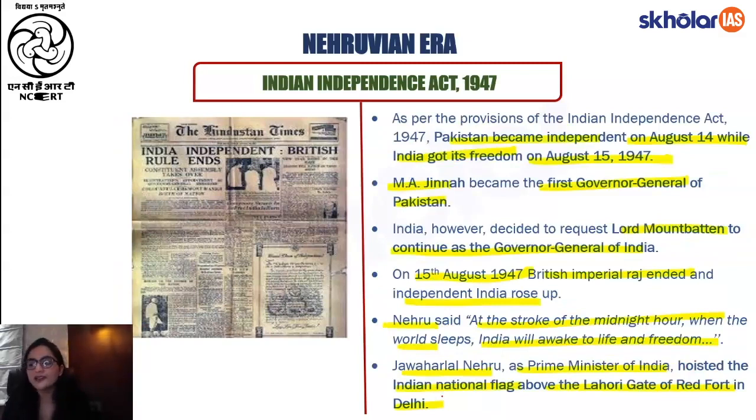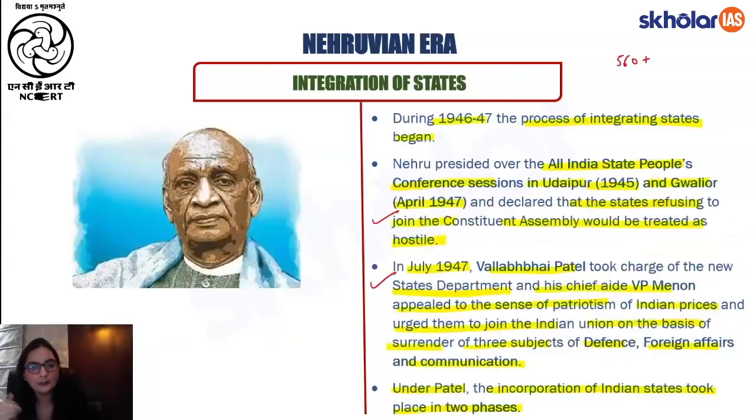Apart from this, students, as a part of the provision wherein two governor generals for both the dominions were to be selected, in India, Lord Mountbatten decided to continue as the Governor General. However, in Pakistan, Muhammad Ali Jinnah became the first Governor General. Apart from this, students, as we all know, Jawaharlal Nehru, on the other hand, became the first Prime Minister of our country, and he hoisted the national flag above the Lahori Gate on Red Fort in Delhi after attaining independence.